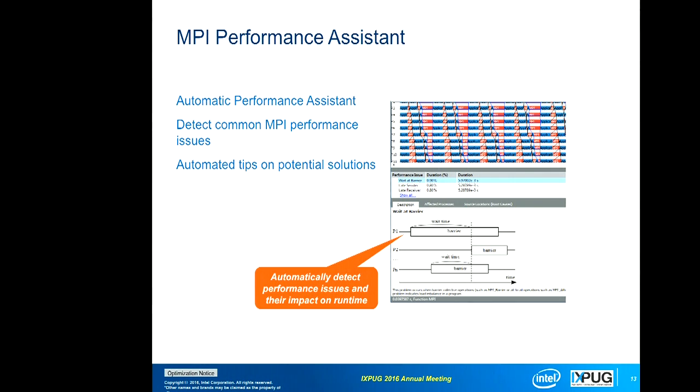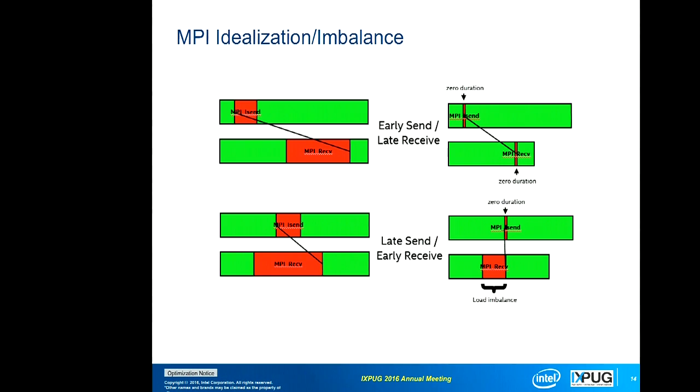When you dig in some more, you can see if there are specific ranks impacted more than others by it, and you can drill down to where those calls occurred in your source code so that you can try to resolve what led up to that. Can I rebalance my workload or redo my algorithm so that I get better balance and don't have to sit around and wait? Now, one of the things specific in ITAC about imbalance is the idealization capability.